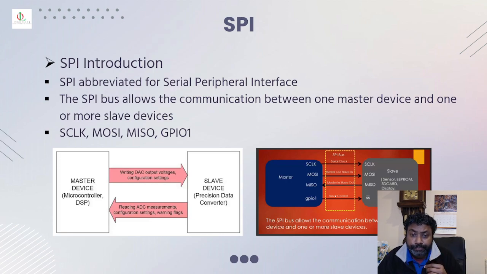When it wants to communicate, it will communicate from clock to clock, and only the chip select controls the slave from the master, and that is connected to a GPIO. So this is the basic SPI definition. The slave device is a precision data converter, whereas the master device is the microcontroller. So you're going to interface that to the microcontroller with some measurements.